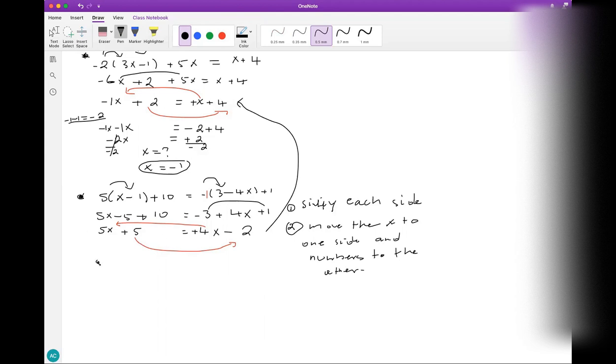Okay, so it turns into 5x minus 4x, and positive 5 moves over, becomes -5, -2. So this is 5x minus 4x, that's 1x, or simply x, equals -5 minus 2 is -7.